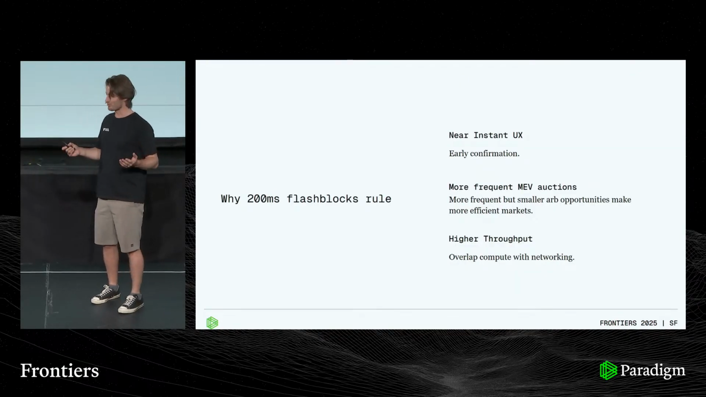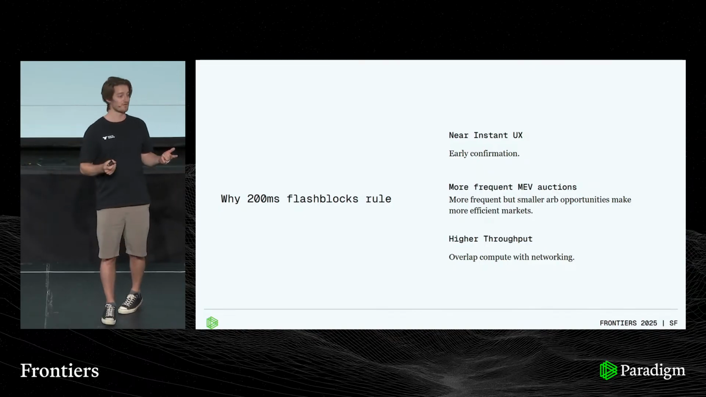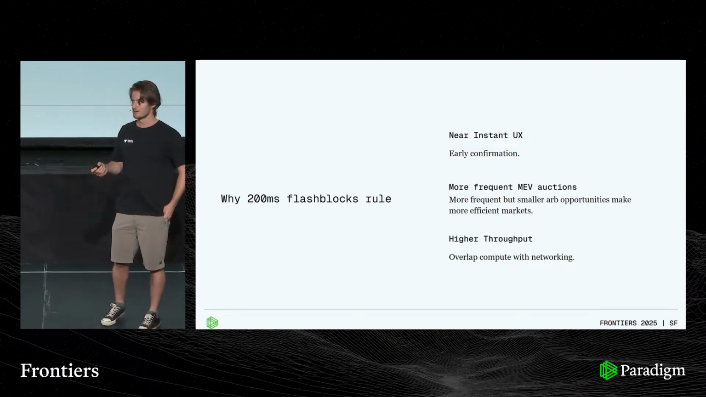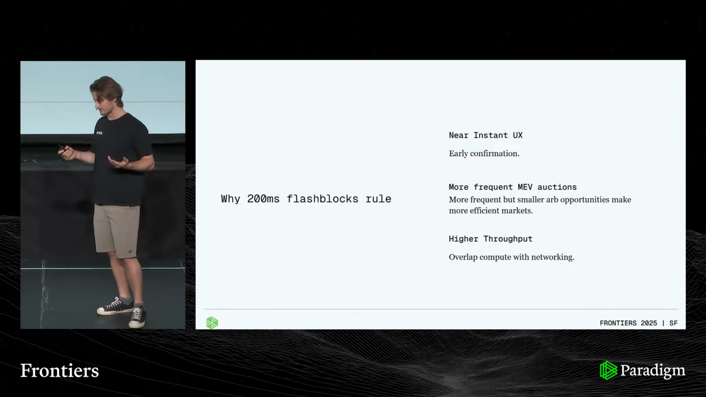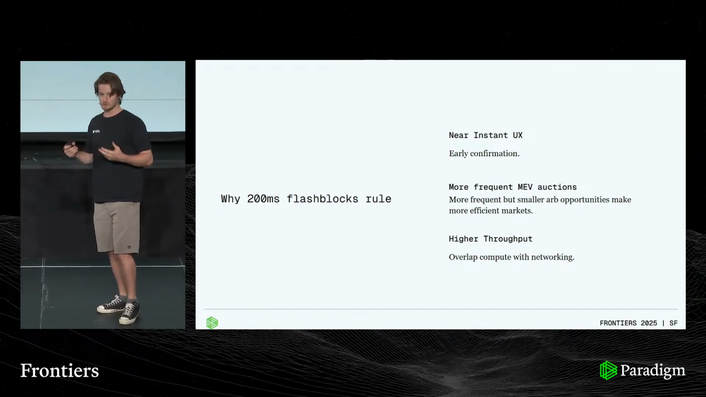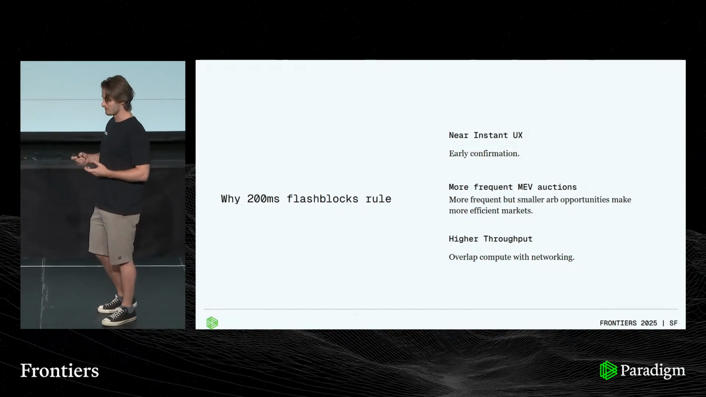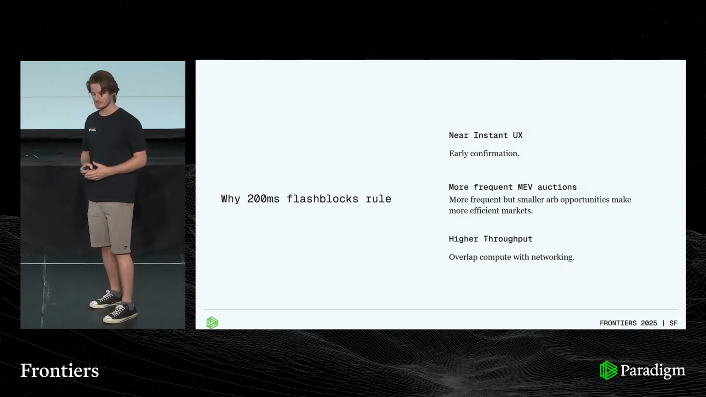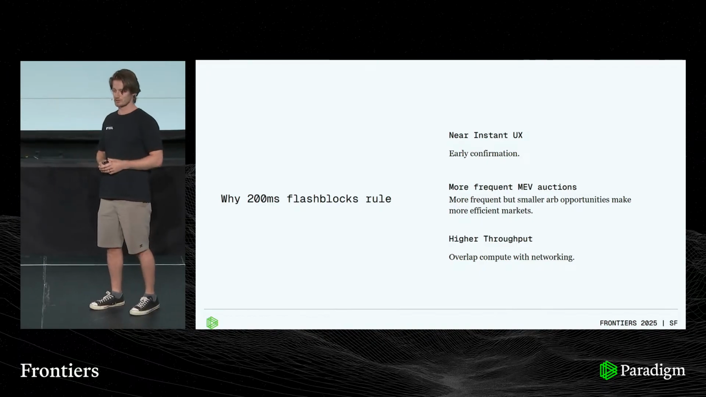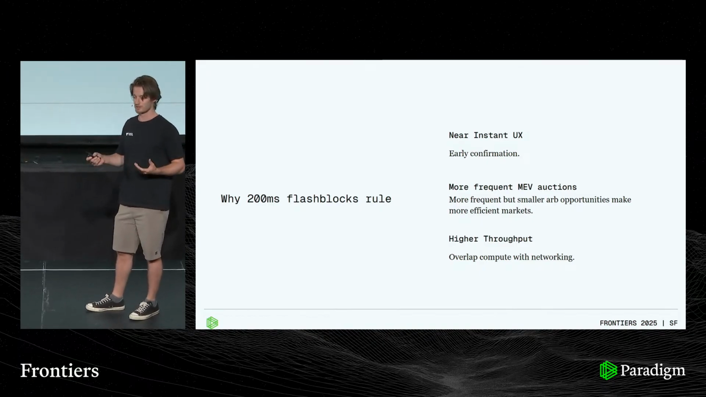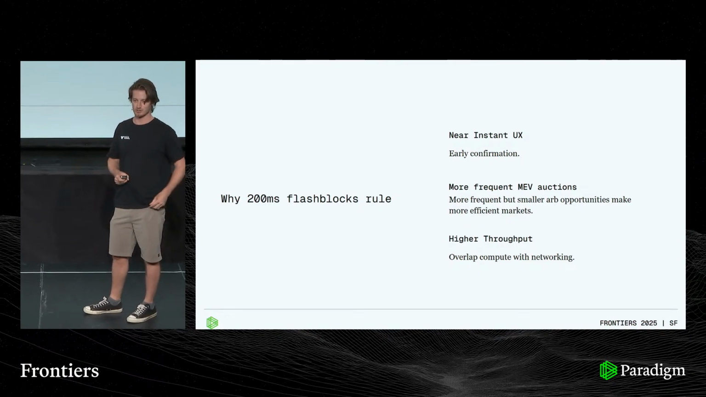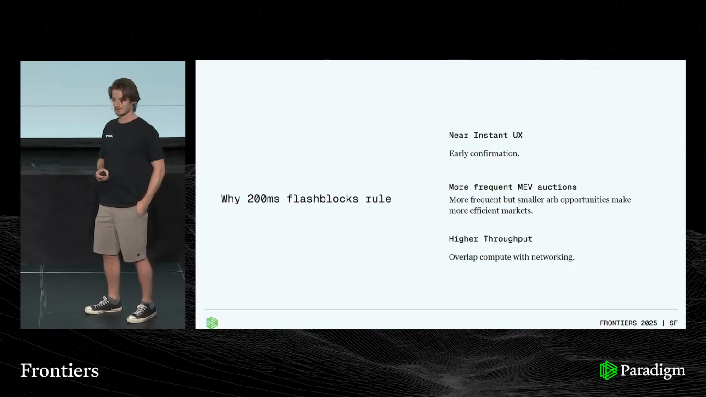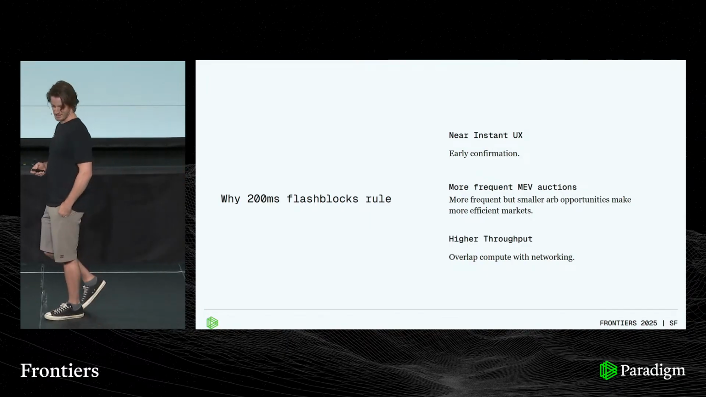Why is this cool? Why do we want Flashblocks? I think there's one really obvious answer, and that's UX. When you submit a transaction on World Chain, instead of waiting 2 seconds, you can wait about 200 milliseconds. So we're thinking about an order of magnitude improvement in UX for your transaction to land on chain, and you can see your little green check mark pop up on your DeFi app.